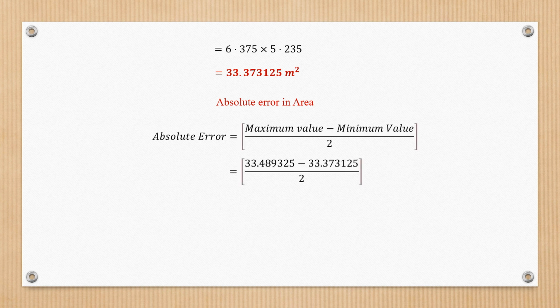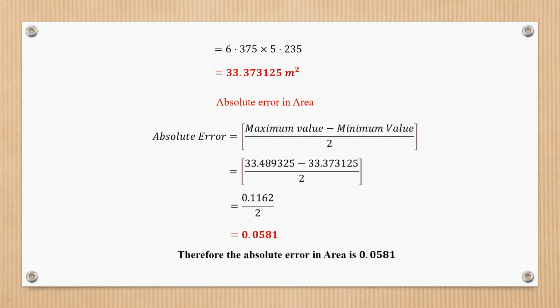So the absolute error in area shall be got from this formula. So I'm going to put the maximum value minus the minimum value of the area over 2, of which I'll have 0.0581, and that is the answer. So therefore the absolute error in area is 0.0581.